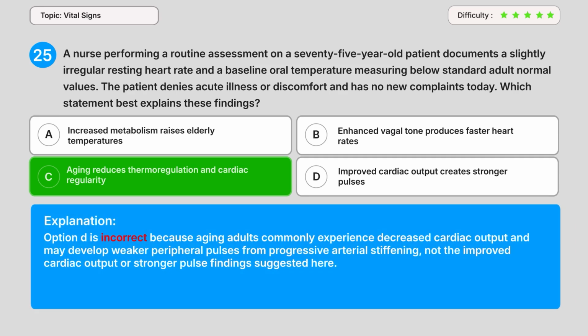Option D is incorrect because aging adults commonly experience decreased cardiac output and may develop weaker peripheral pulses from progressive arterial stiffening, not the improved cardiac output or stronger pulse findings suggested here.